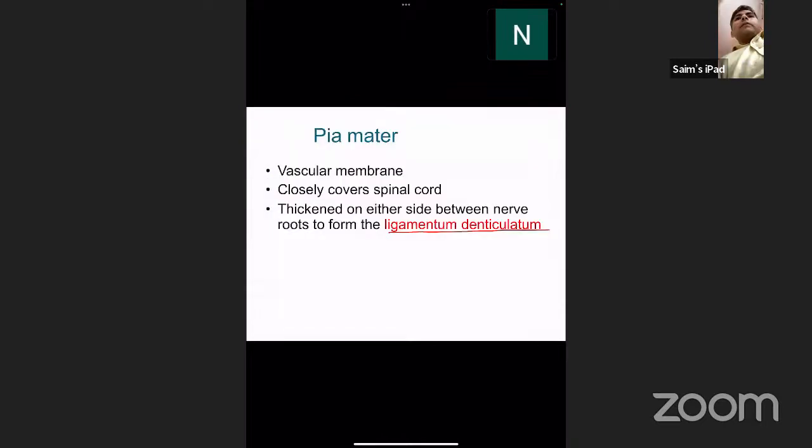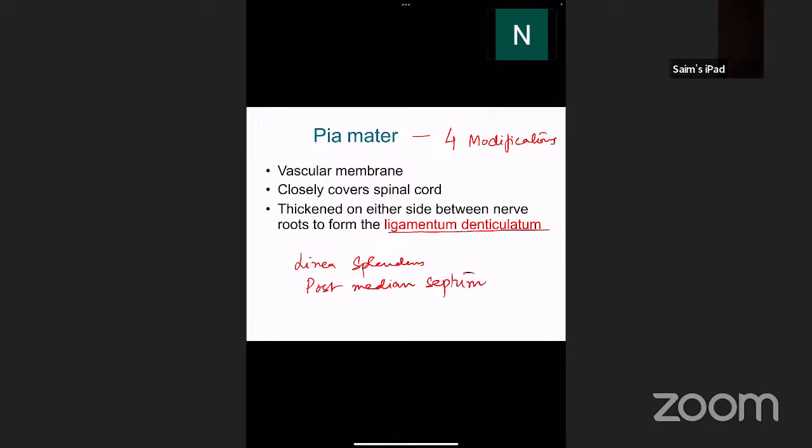And we have discussed not only this, but the four different modifications of the pia mater. What were these? They were the linea splendens, then the posterior median septum, then the ligamentum denticulatum, and there was another, fourth modification. So these are the four different modifications of the pia mater.